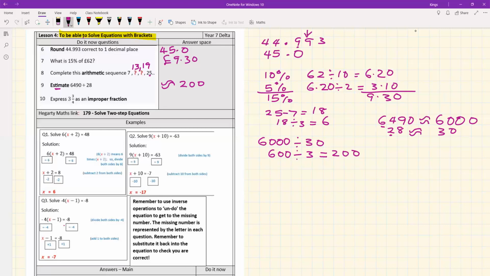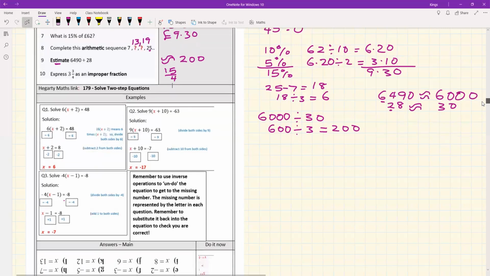Express 3 whole 3 over 4 as an improper fraction. What you do is you multiply the whole number by the denominator. So 3 times 4 is 12, add 3, which is 15 over 4. Okay, so those are the solutions to the do it now. Hopefully you got all of that correct.